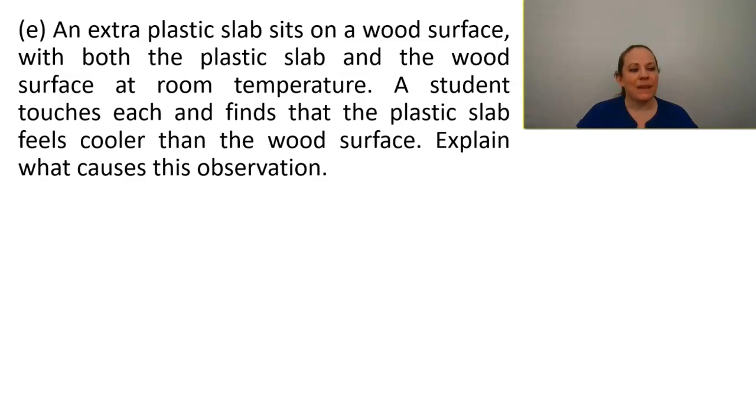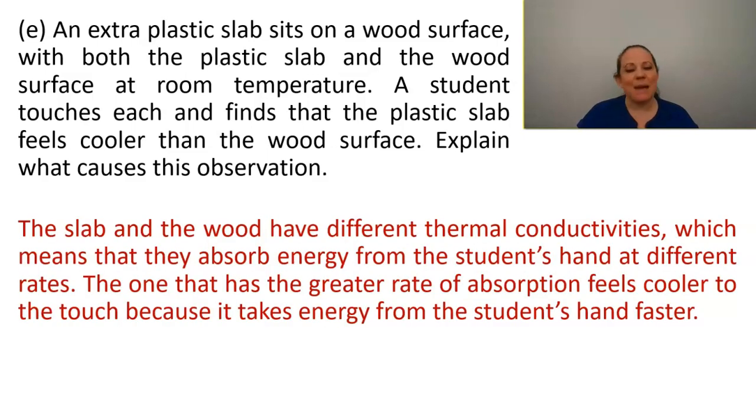Part E, an extra plastic slab sits on a wood surface with both the plastic slab and the wood surface at room temperature. A student touches each and finds that the plastic slab feels cooler than the wood surface. Explain what causes this observation. The slab and the wood have different thermal conductivities, which means that they absorb energy from the student's hand at different rates. The one that has the greater rate of absorption feels cooler to the touch because it takes energy from the student's hand faster.